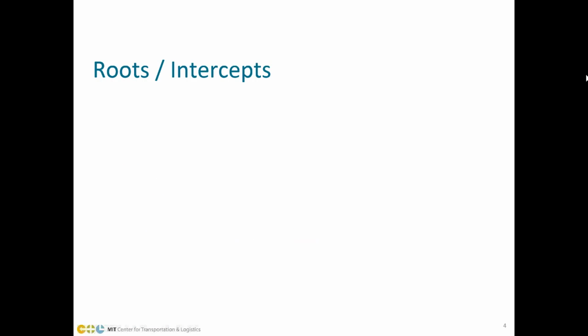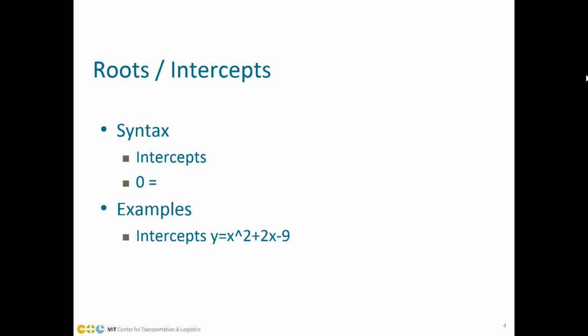Moving on, we're going to talk about determining roots and intercepts in SciMath. The syntax is simply intercepts and then you state your equation. Or you can type 0 equals and then state your equation. For example, we can type intercepts y equals x squared plus 2x minus 9, and it will give us our intercepts. Alternatively, we can type 0 equals x cubed minus x squared minus x as a different example.